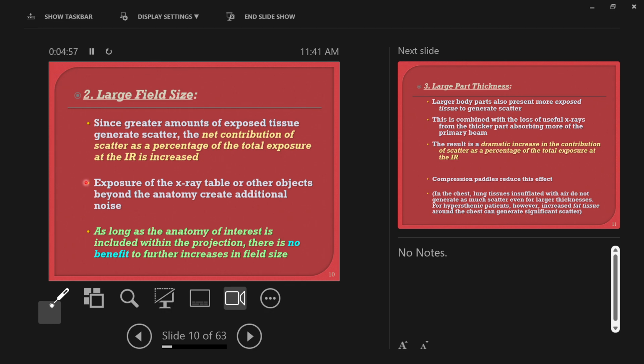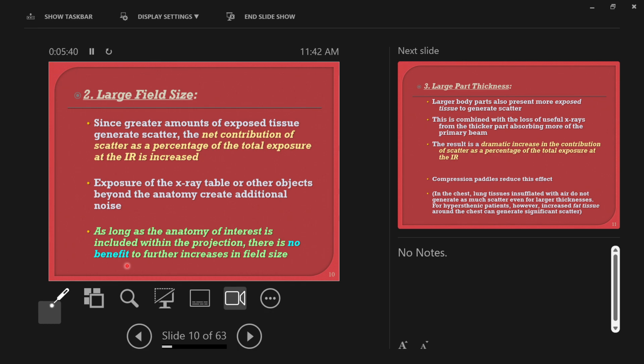Letting your field hit the X-ray table or other objects beyond the anatomy of interest will create more scatter, taking away visibility. As long as you're collimating big enough to include the anatomy of interest, you're doing the job you need to do. Any extra widening of the collimated field beyond that is only destructive to the image. It only adds exposure to the patient and adds scatter to the image receptor, scatter and exposure at the receptor. There is, in other words, no benefit to making your field size larger than the anatomy of interest.